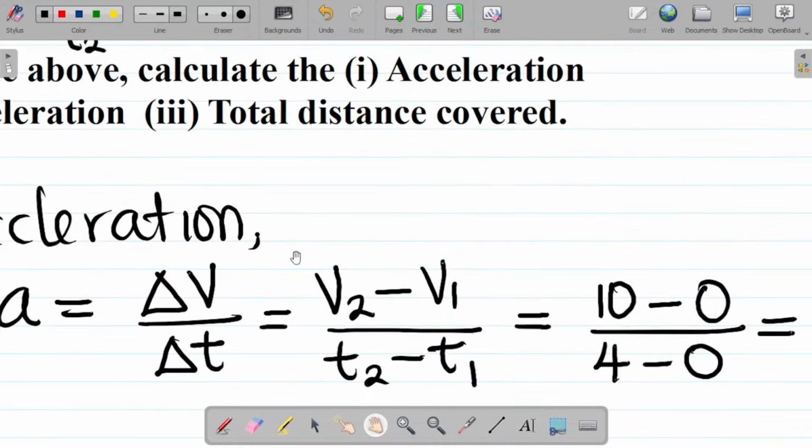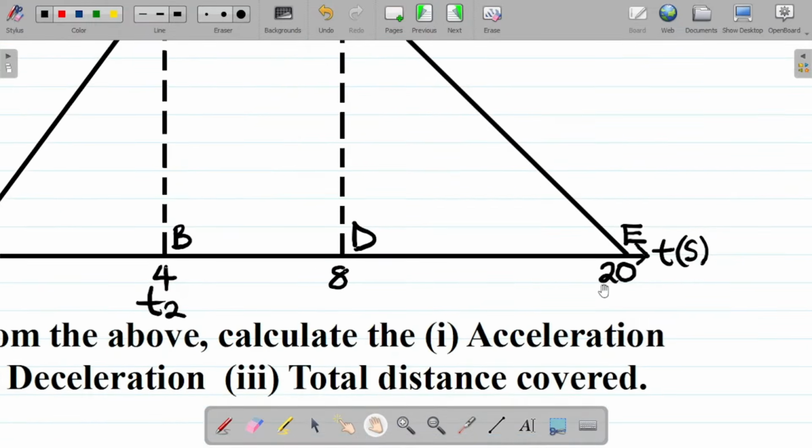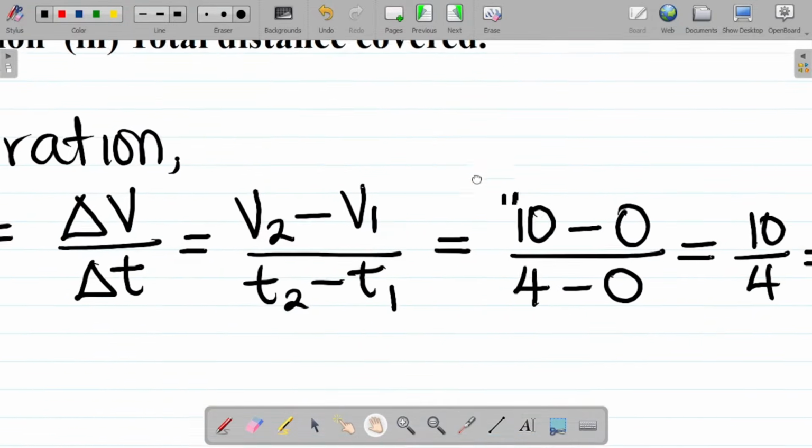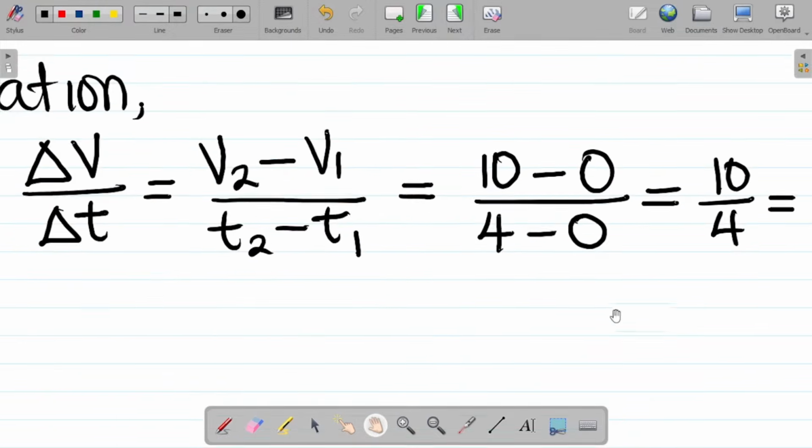Now go back to the units. Observe that velocity here is in meters per second, while time here is in seconds. So if I do meters per second all over seconds, what you get is meters per second squared. All right, so with this, we've gotten the value of the acceleration. Let's get the second one.